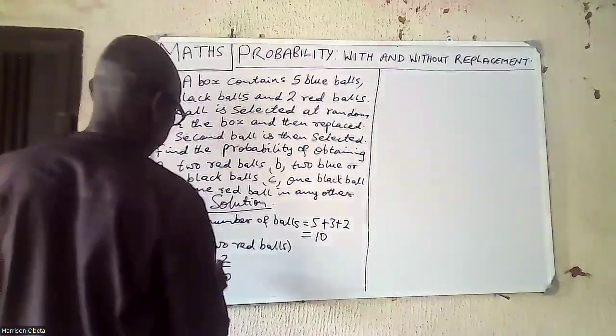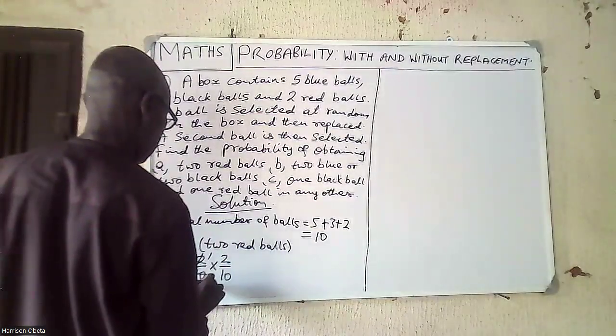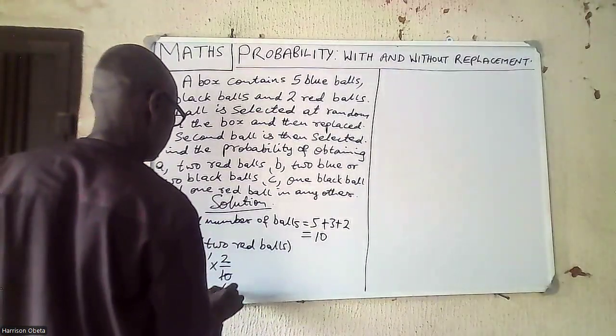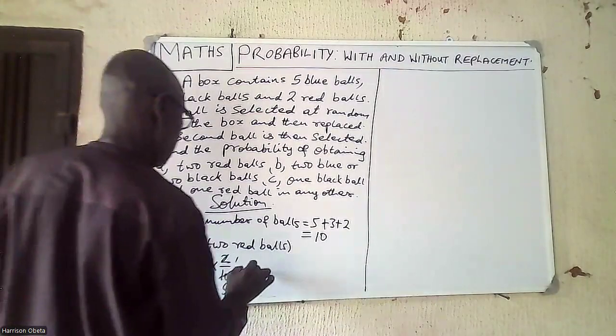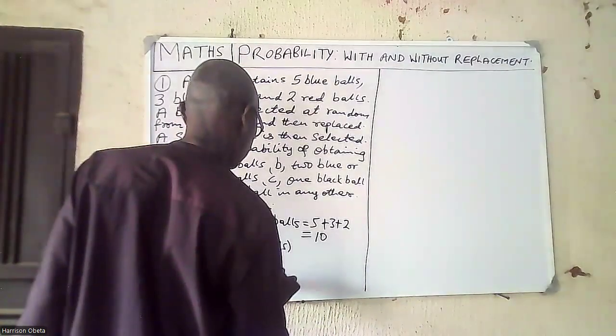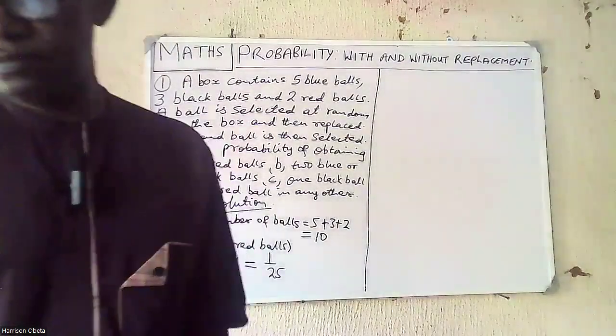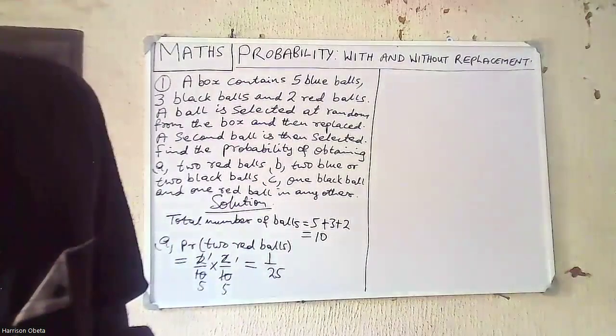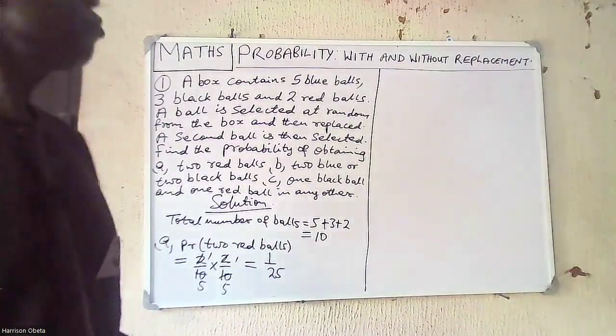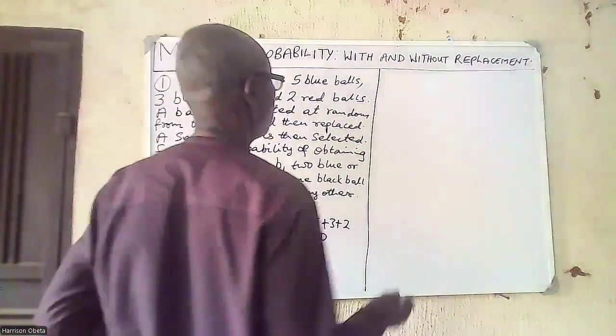And then you reduce, this is 1, this is 5, 5, 1. And that is 1/25. 1/25 is the answer to that. So we are going over to B.